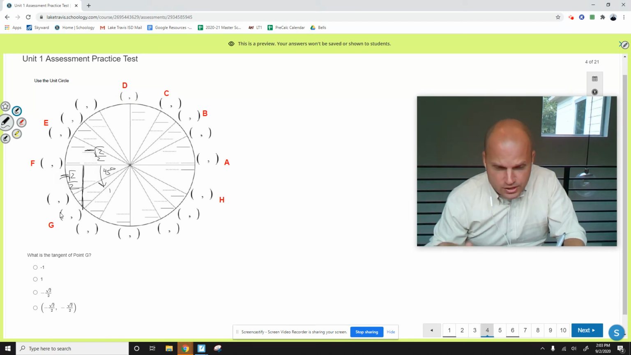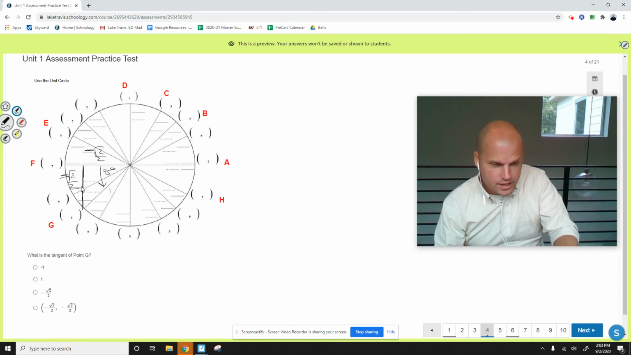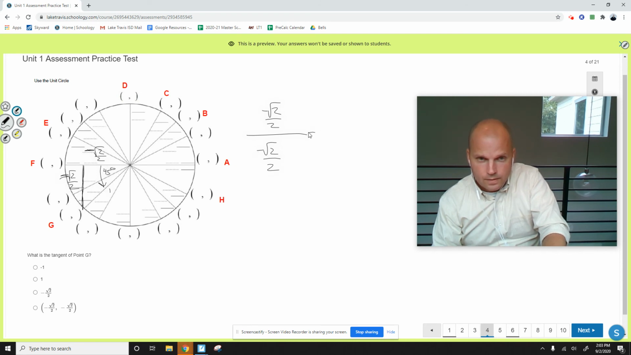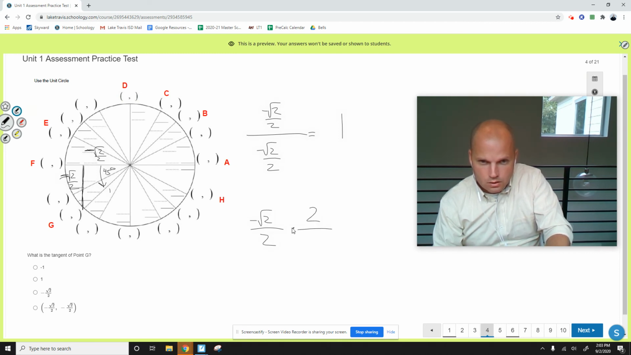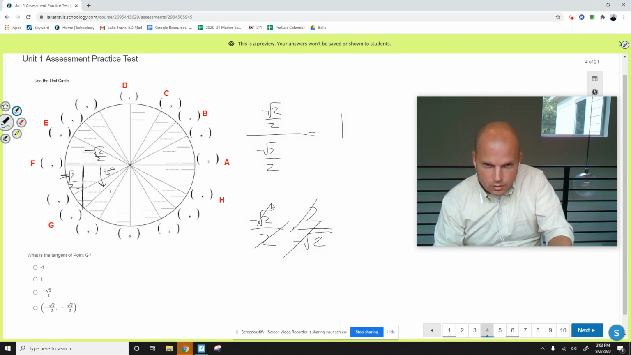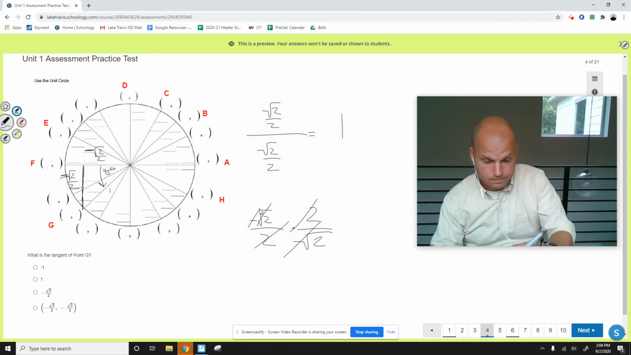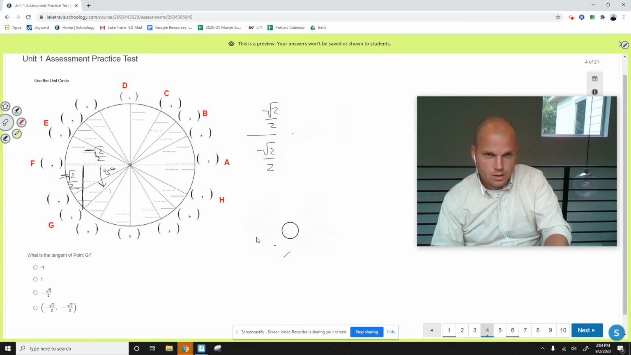Tangent is opposite over adjacent. Opposite the reference angle divided by the adjacent. So that'd be negative root 2 over 2 divided by negative root 2 over 2. Well, something divided by itself, it's just 1. If you want to go through the process so you see, you can cancel the 2's, cancel the square roots, and then the negative divided by a negative is a positive. All these different ways to see that this is 1. So you don't have to worry about rationalizing or anything for the tangent of point G. It is just 1.